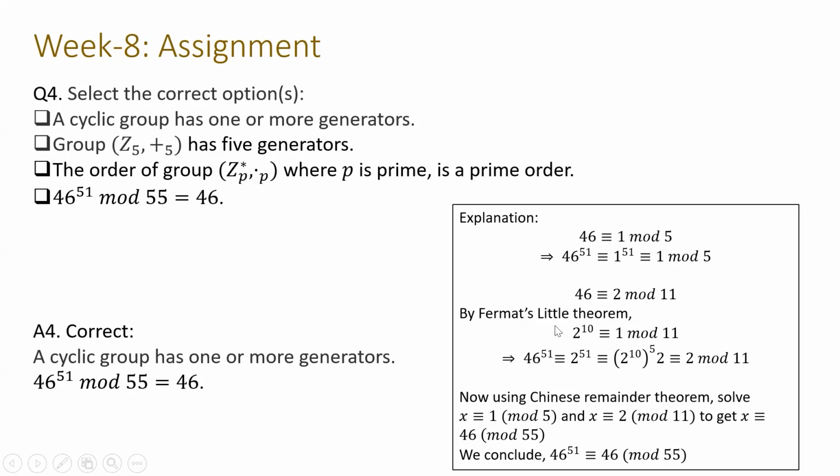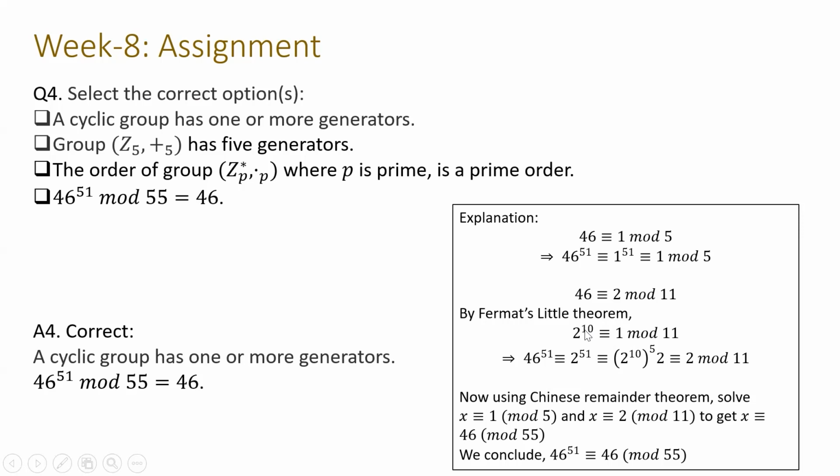This relation is coming from Fermat's little theorem. And then here we are calculating 46 to the power 51 congruent to 2 to the power 51, and writing 2 to the power 51 in this form: 2 to the power 10, whole to the power 5, that gives 2 to the power 50, into 2. So total 2 to the power 51.